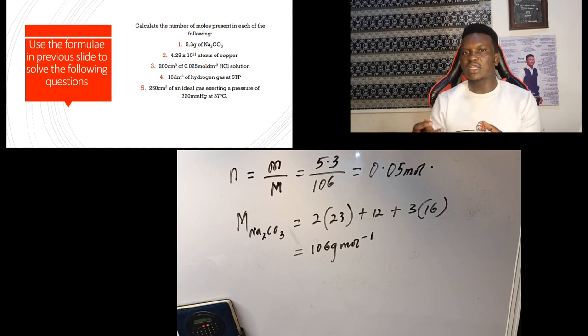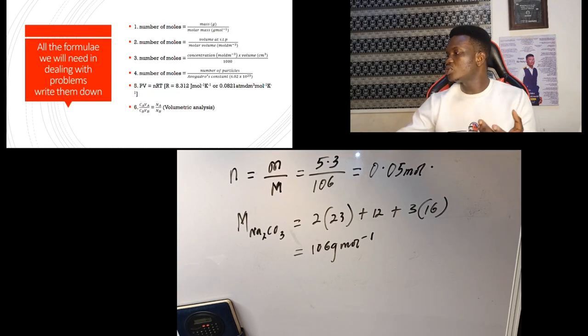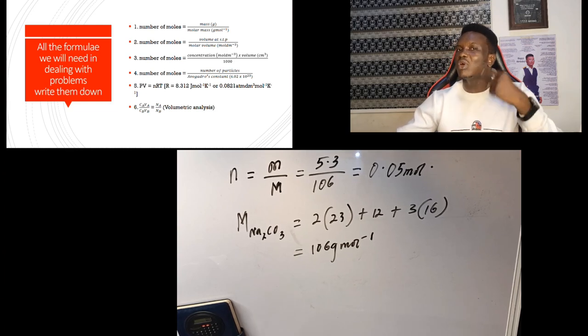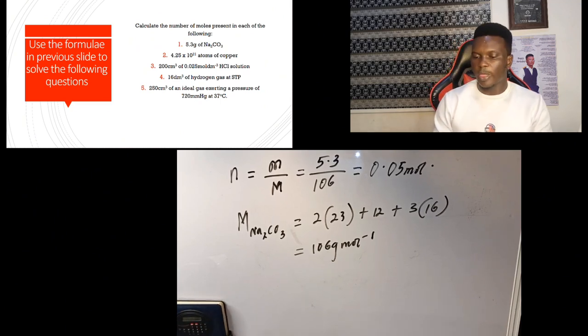So how do we solve that? Definitely, we're going to be using formula 4. Formula 4 says that number of moles is equal to number of particles over Avogadro's constant. So I said anytime they say number of atoms, number of molecules, number of ions, you are using formula 4. So let's solve that in the next case.